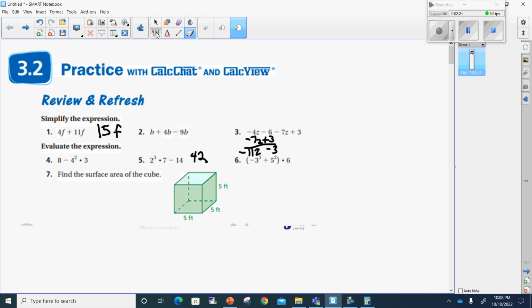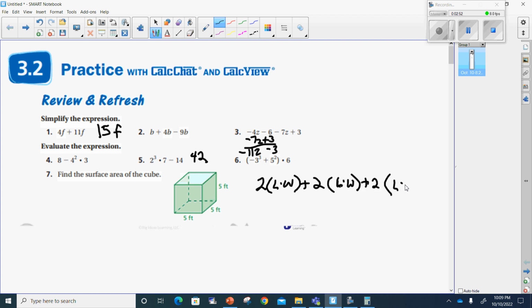All right, let's go to number 7. Find the surface area. Remember, surface area can be found by taking the formula 2 times the length times the width of the base plus 2 times the length and the width of the sides plus 2 times the length and the width of the front and back. So let's go to the top and bottom first.